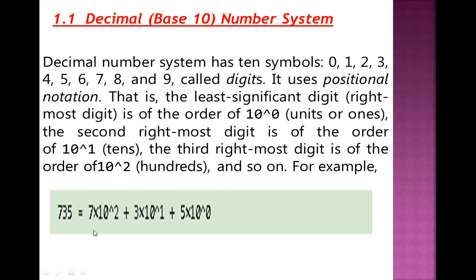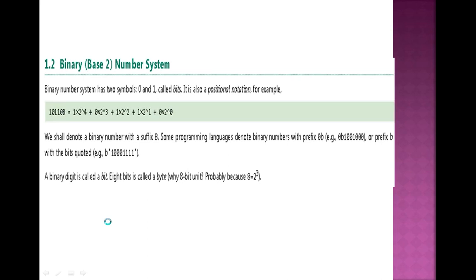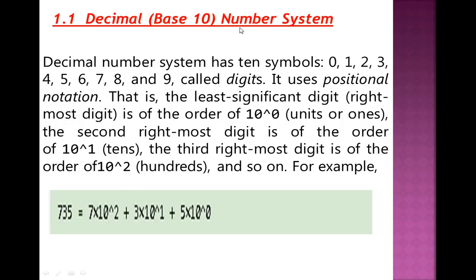For example, 735. Starting with the rightmost digit, this is 5 into 10 power 0, plus 3 into 10 power 1, plus 7 into 10 power 2. So this is the way a decimal number is represented. The rightmost digit is multiplied by 10 power 0, the next digit by 10 power 1, then 10 power 2, and so on. Decimal has a base of 10.